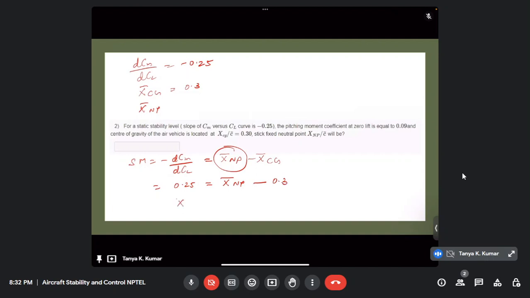So what is x bar np? What is the value? 0.25 plus 0.3. How much is it? 0.55. That is your answer. Okay, let's go to the next question.